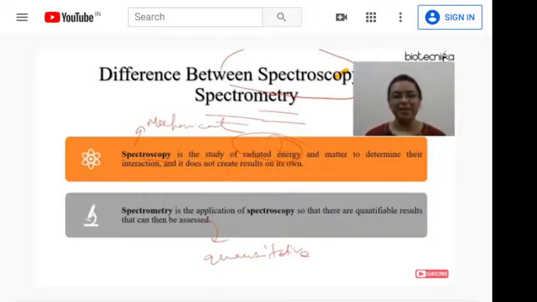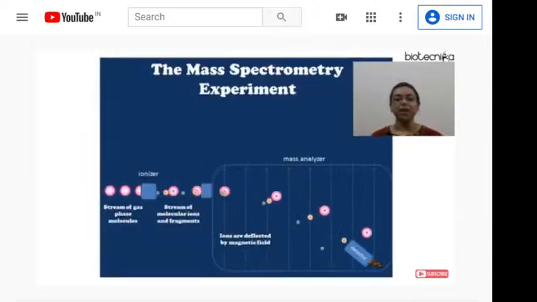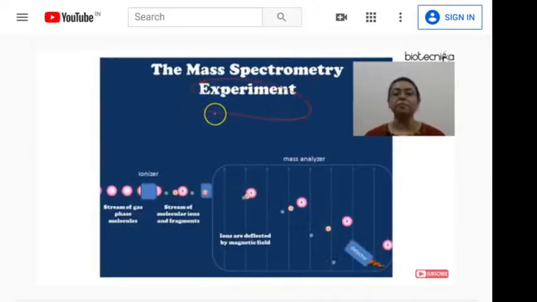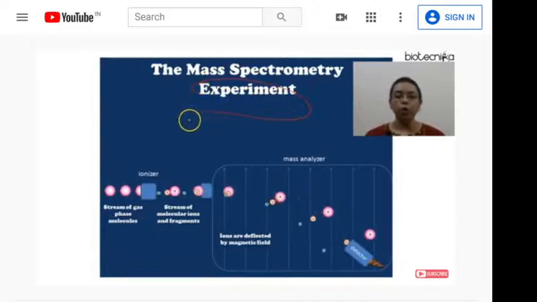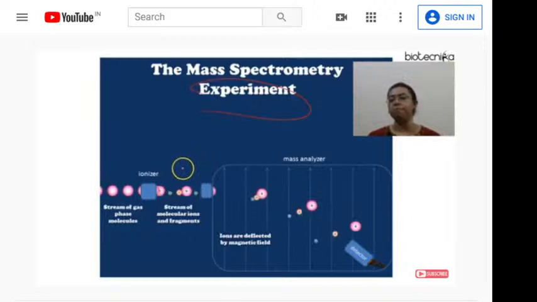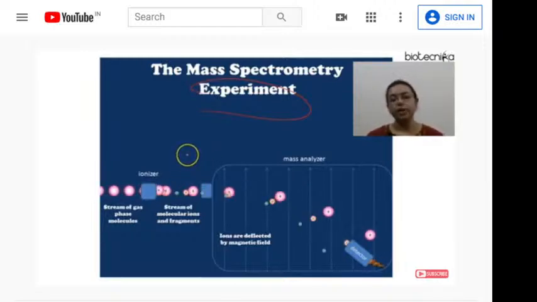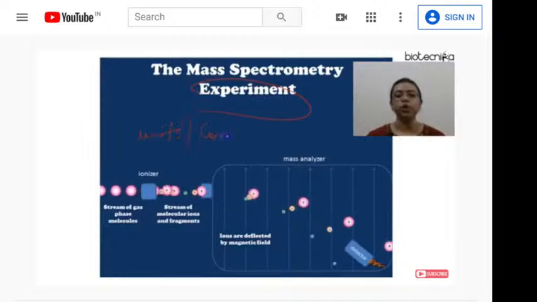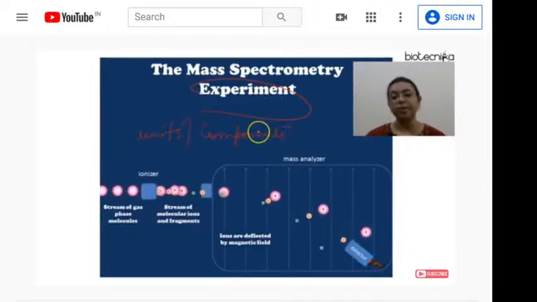Okay, that's great. Now, coming to the mass spectrometry experiment. We all know that a mass spectrometer comprises some basic components. Because when we talk about the technique, it should comprise some basic units, isn't it? Which are definitely essential for that technique to be a successful one.